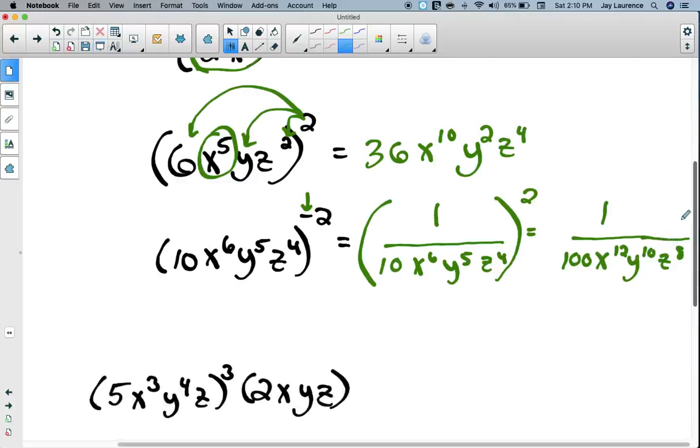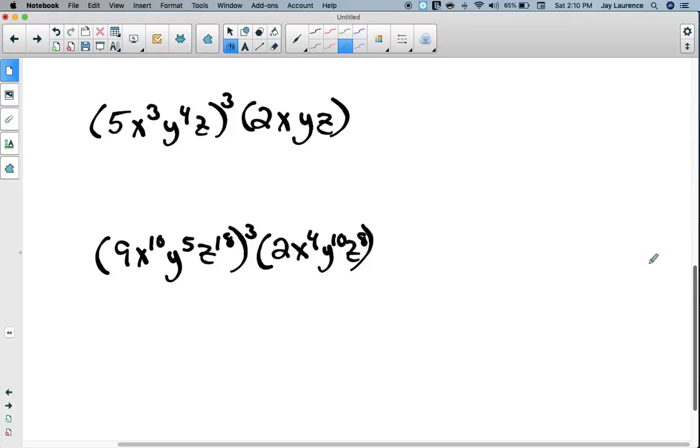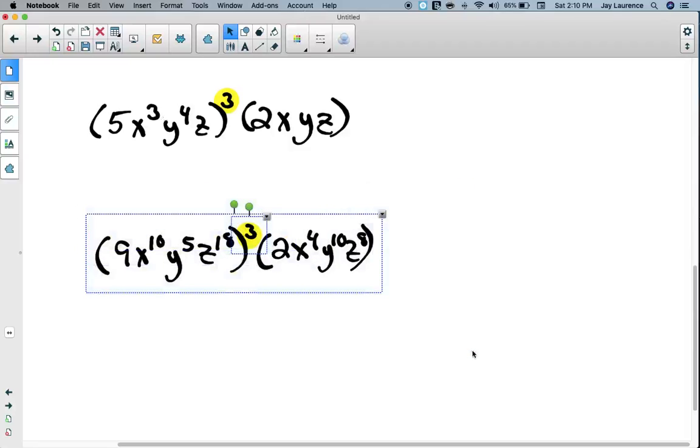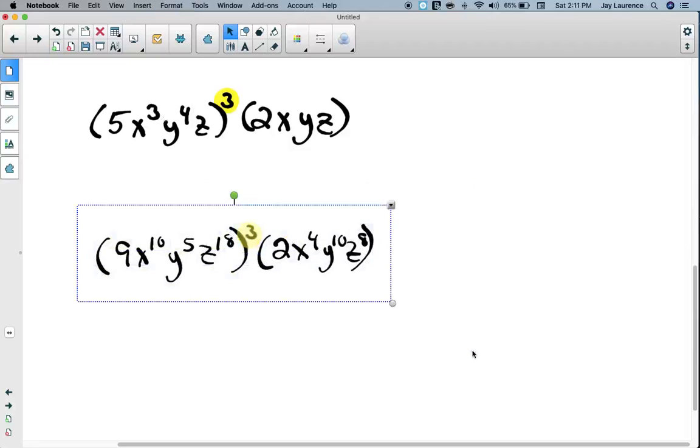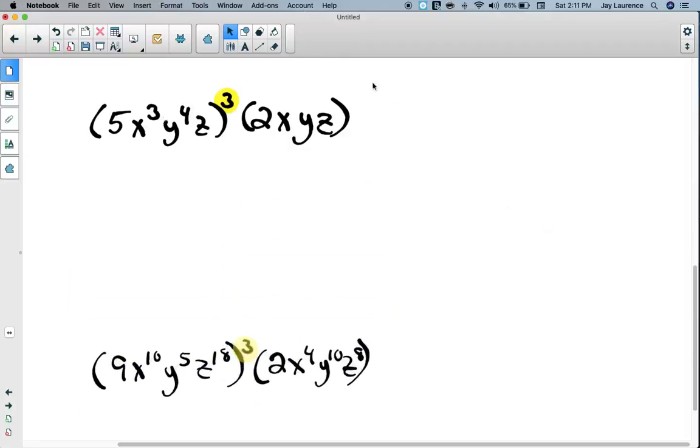All right, why don't you try these two problems here? Be careful. Make sure you're obeying the order of operations. See, there's a 3 there and a 3 there. You have to follow the order of operations. Otherwise, you won't be able to do them correctly. Go ahead, pause the video and see what you can do.